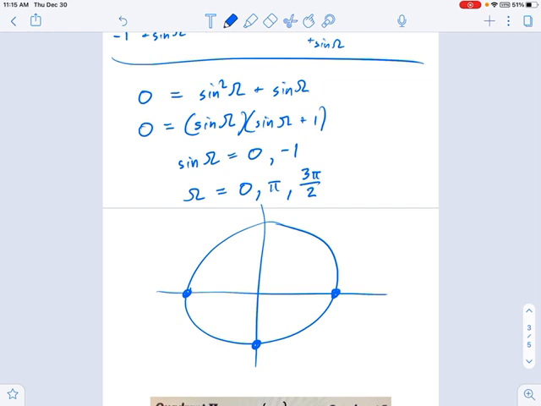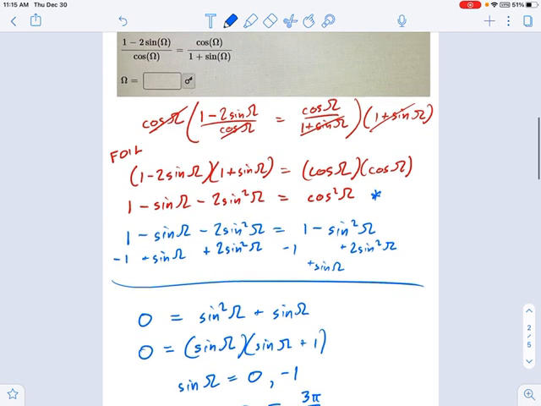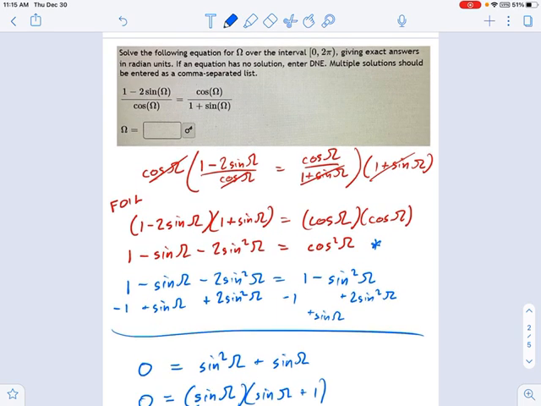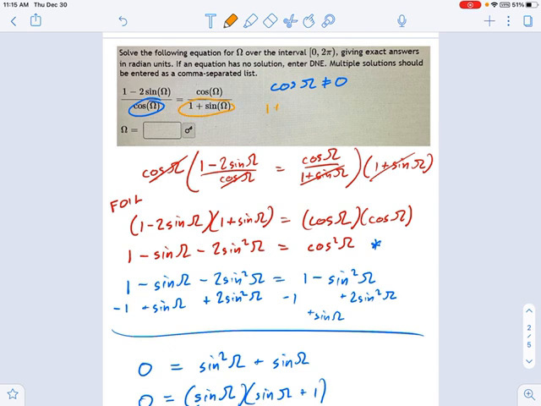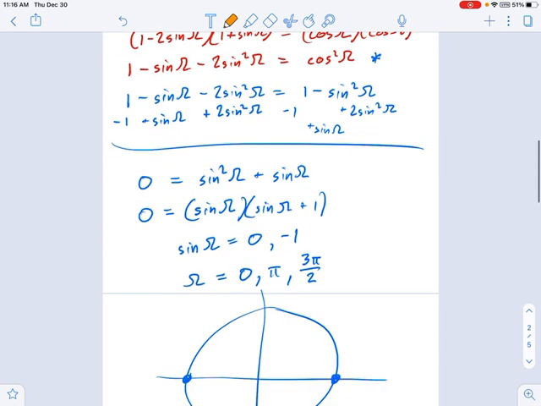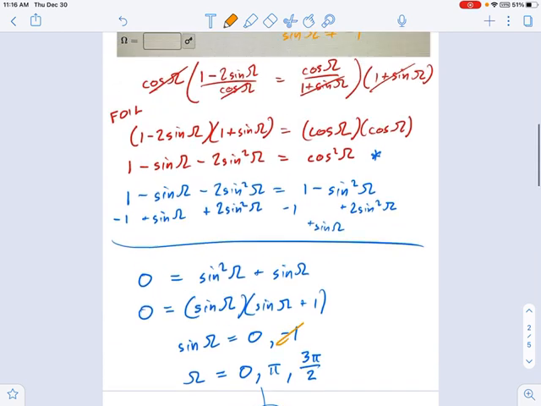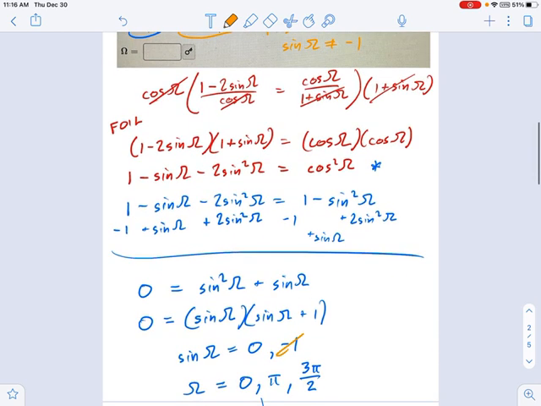And now we're not done yet. You can't just put a box around this and call it good. We have to go back to that original equation and check any domain restrictions. So what are our domain restrictions here? There's one. Cosine omega cannot be 0. If it is 0, then you're dividing by 0, and that's really not good. And here's another one. 1 plus sine omega cannot be 0, which means sine omega cannot be -1. Uh-oh, that's one of the ones we had here, right? Sine omega equals -1. So we're going to have to deal with that.